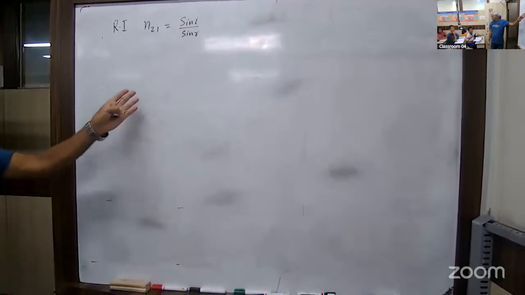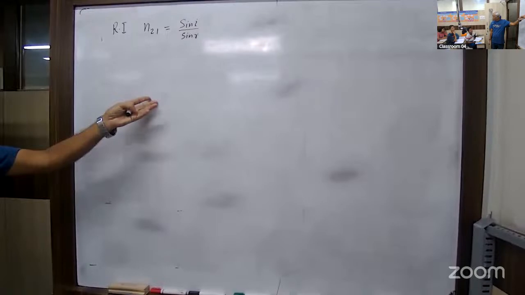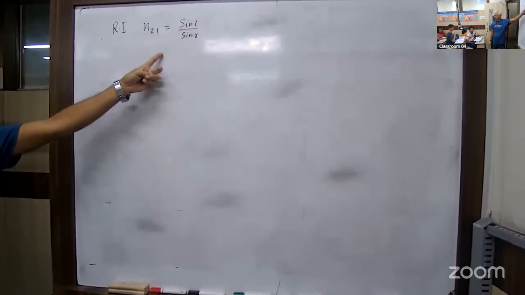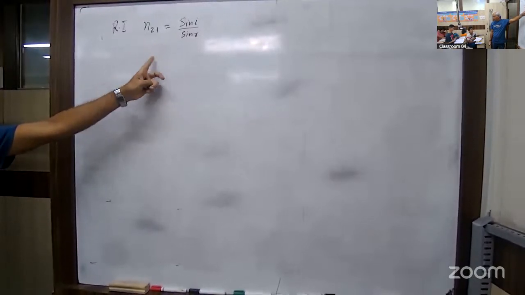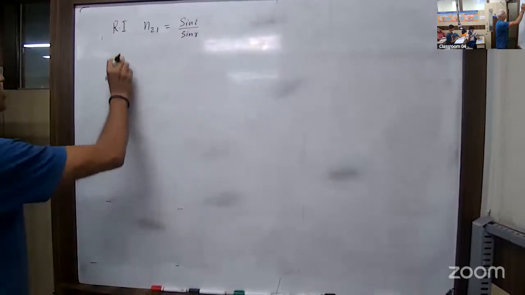On the left hand side, we read it N21, or we say refractive index of second medium with respect to first medium. So then there are some more formulas.